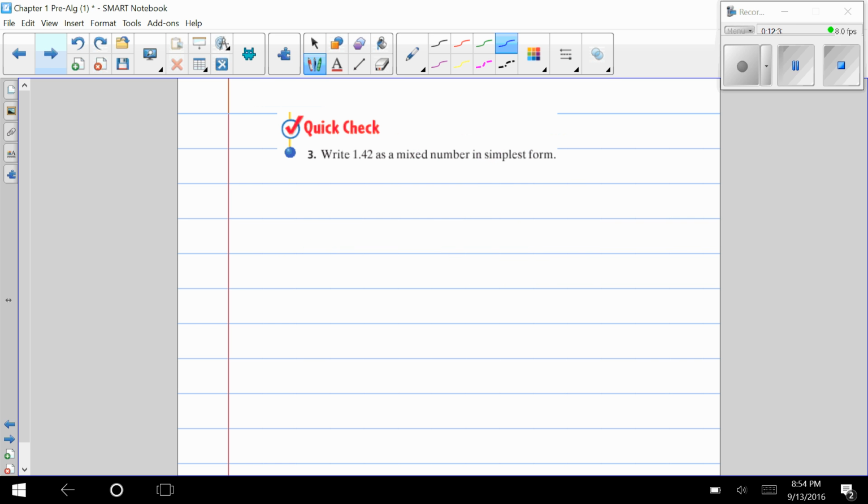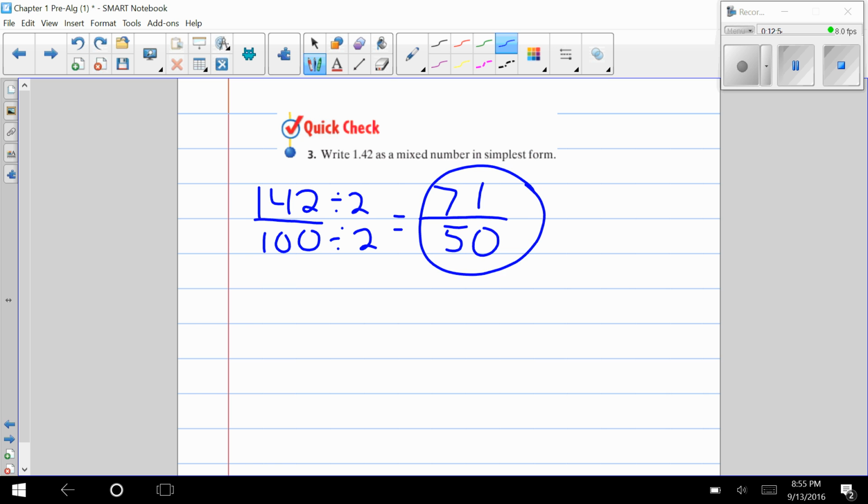Now let's write 1.42 as a mixed number. Actually, we're going to write an improper fraction again. So 142 over, the 2 is in the hundredths place, 100. What number goes into both of these? Well, I know 2 does because they are both even numbers. 142 divided by 2 is 71. And 100 divided by 2 is 50. That's as simple as it's going to get.